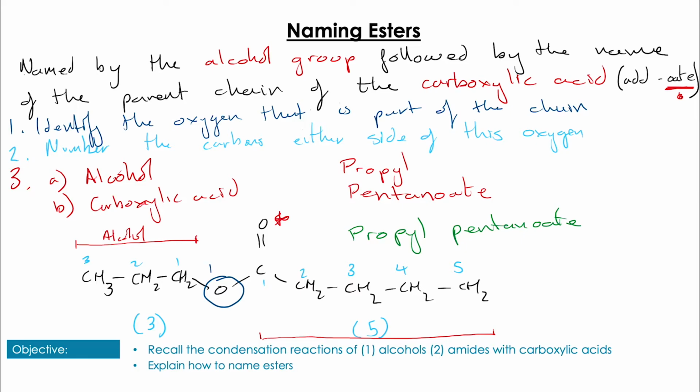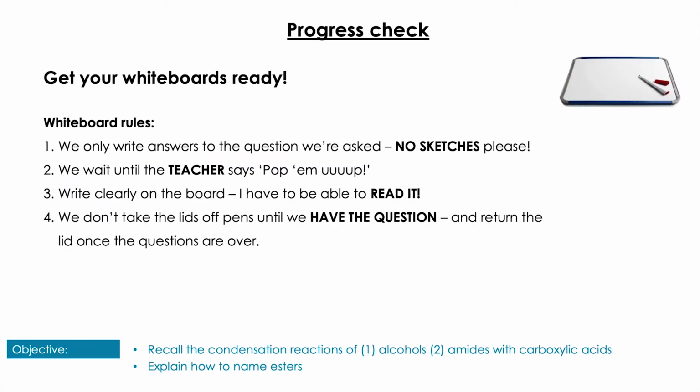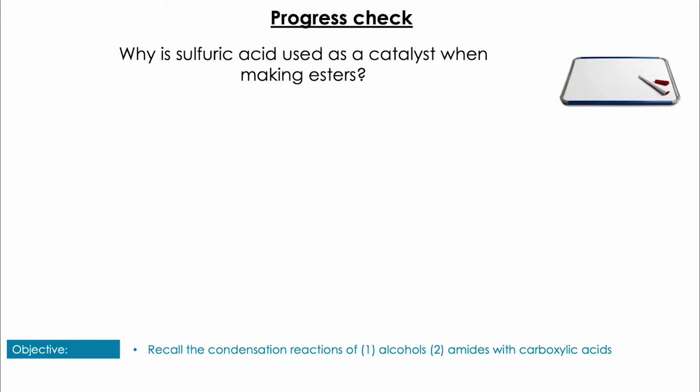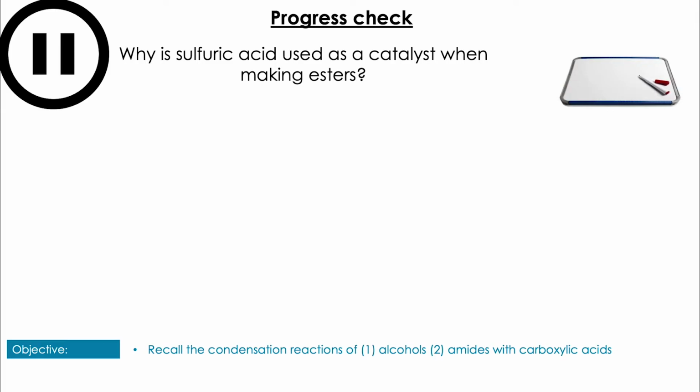Let's do a couple of questions on this before we move on to polymerization though. First question, why is sulfuric acid used as a catalyst when making esters? Pause the video.